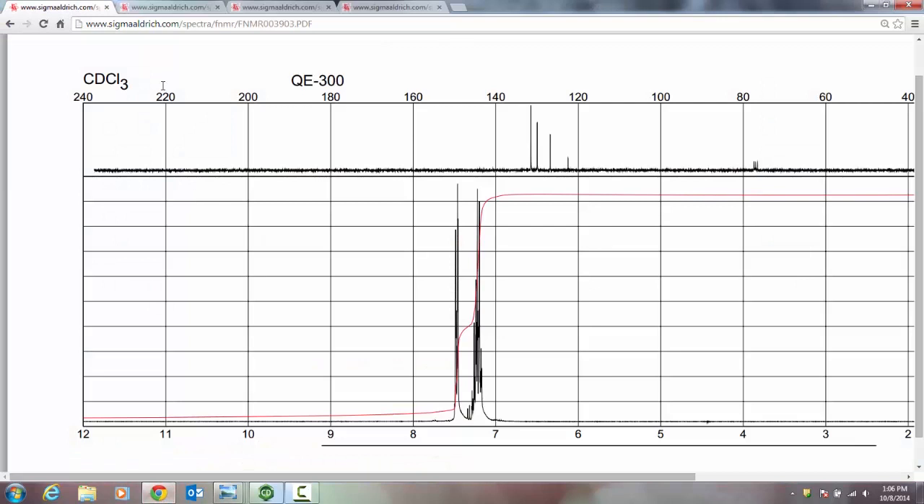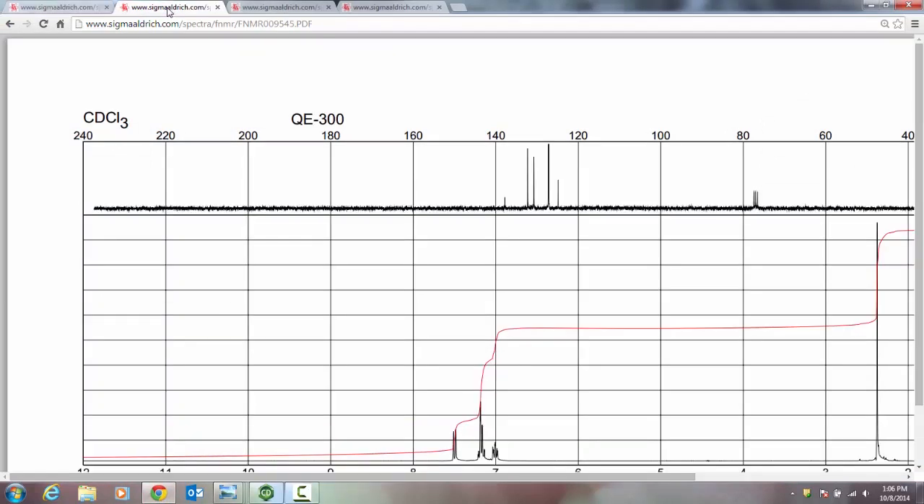Oops. All right. This one's the ortho substituted. I'm going to be much more careful now.